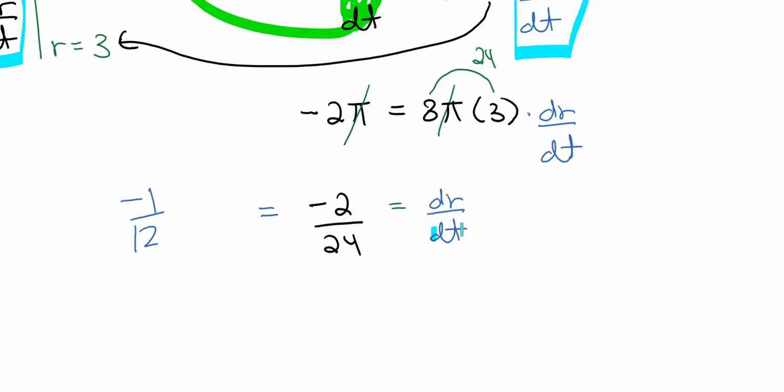And if I take a look at my units here, I have time there, so this is going to be seconds. And radius is measured in centimeters, so this will be centimeters per second. Okay, so the answer is negative 1 over 12 centimeters per second. So the radius is decreasing at a rate of 1 over 12 centimeters per second. Okay, let's move on to the next one.